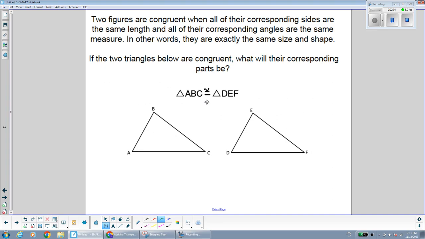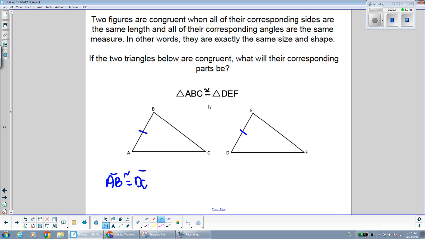We're going to identify what the corresponding sides and angles are of the two congruent triangles. AB is on the left of this triangle, and DE is also on the left of this triangle. Since they're in the same spot or the same position on the two different triangles, they correspond to each other. So I know that since the triangles are congruent, those corresponding sides would be congruent as well.